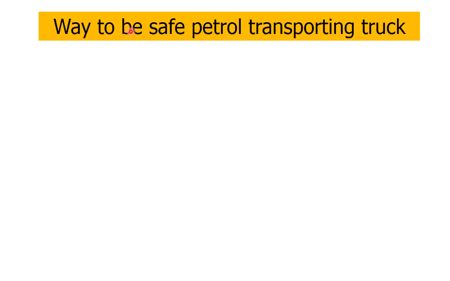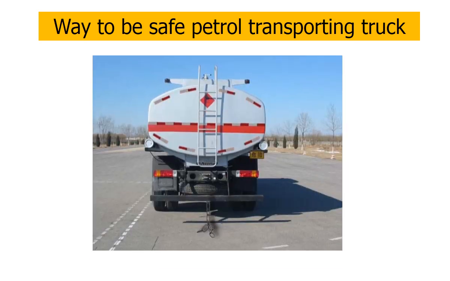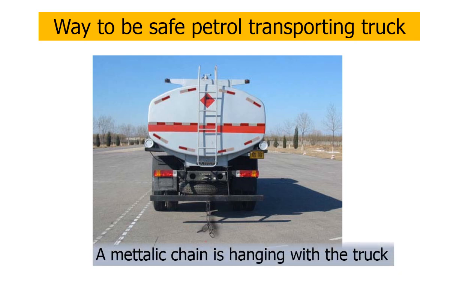Now the way to save a petrol transporting truck. You can see here a petrol transporting truck, and at the back of the truck a metallic chain is hanging. When the truck moves along the road, the petrol in the tank dashes against the inner surface of the tank and collides to and fro.